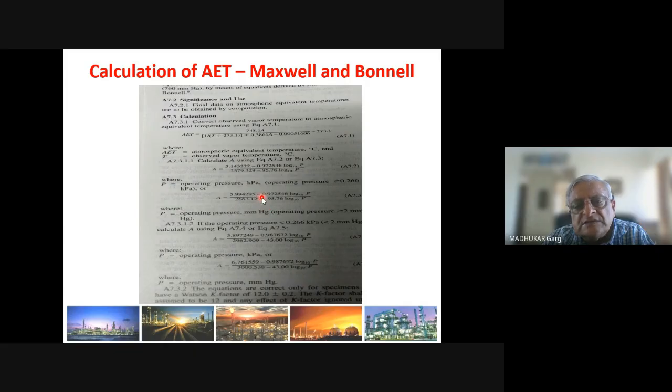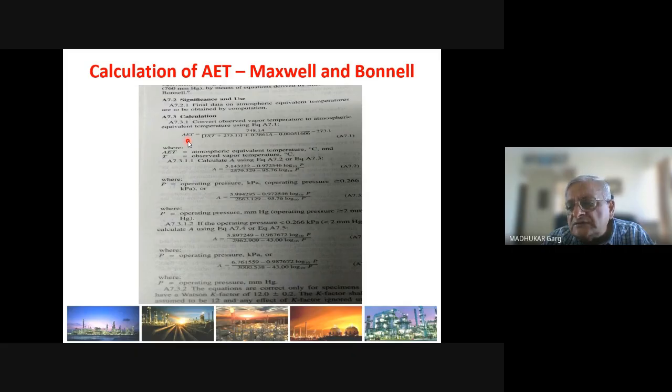So the idea is that once you do distillation in a vacuum still at, let's say, 10 millimeter Hg, then you plug in that value here and you get the value of A, and then that value of A you use in this equation at various temperatures that you record, and you'll be able to get atmospheric equivalent temperature.